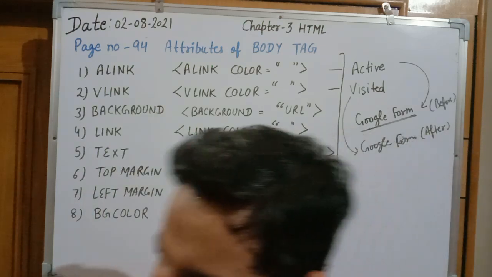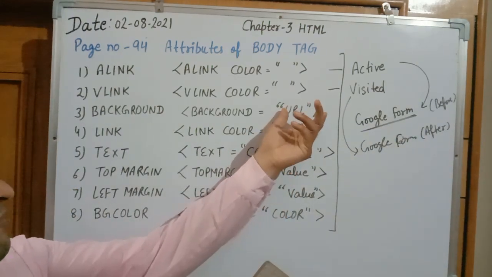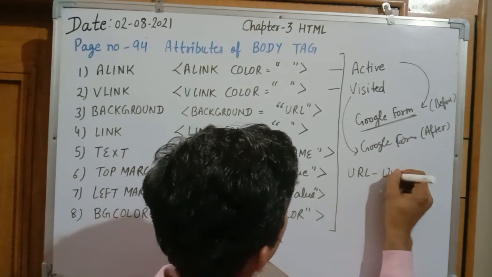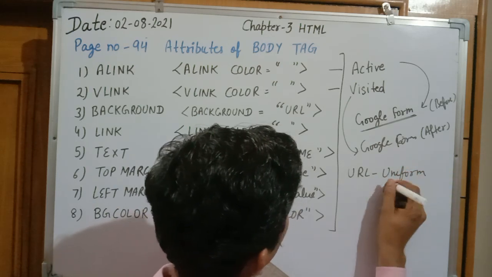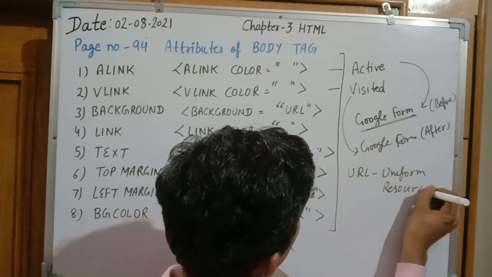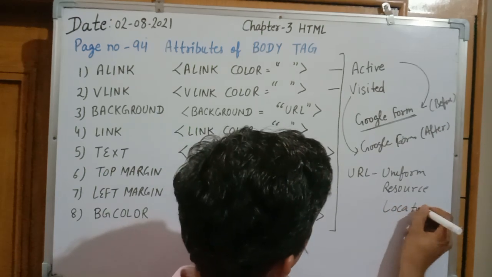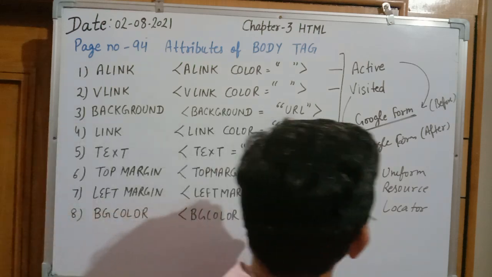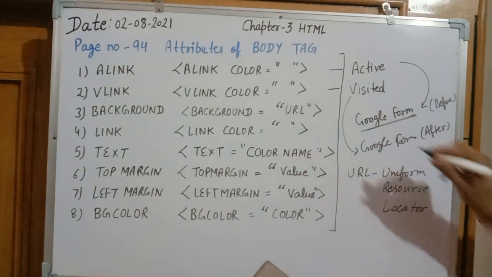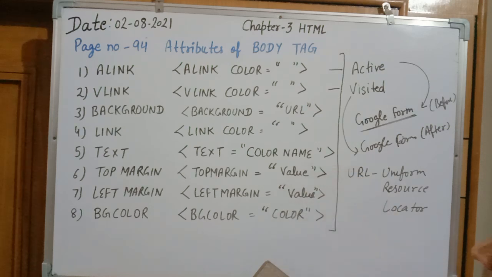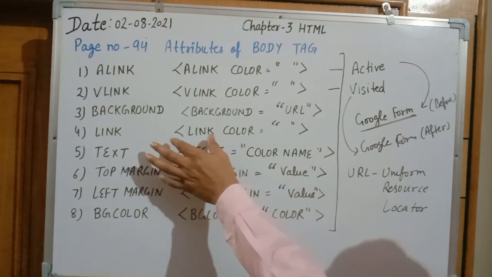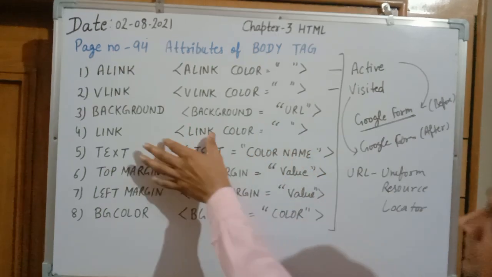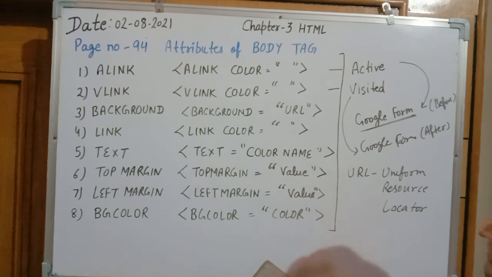Next is background. Background can be any image, so we need to give the address of an image, that is known as URL. URL full form is Uniform Resource Locator. We will give the address of an image where it is stored. It will take the address of the specific image to open it. Next is link. Link means the link by default, what color it is. By default it is blue if we are not giving any color, but we can change the color of the link by giving link equal to any color name. But by default, if we are not giving any name, it is blue.